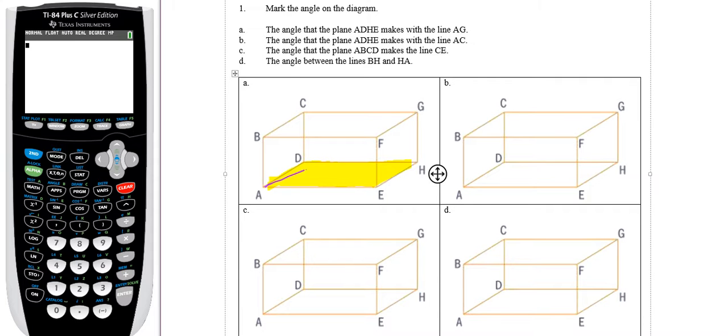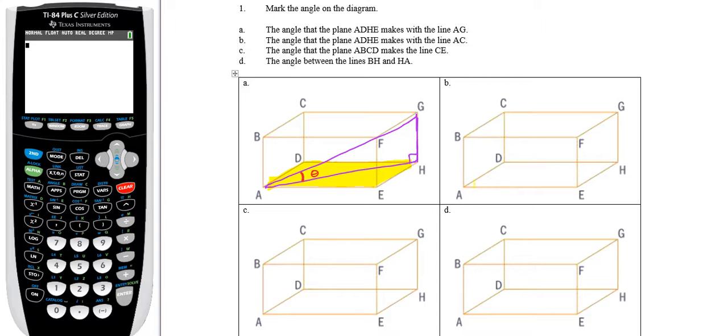So we're going to draw in the line AG, and we're going to connect that down to H and back to A to create a triangle for ourselves. And that's going to be a right angled triangle. And the angle between the plane, which is the AH line, and the line of interest, which is AG, is going to be this angle right here. So that's the angle that they're describing in part A.